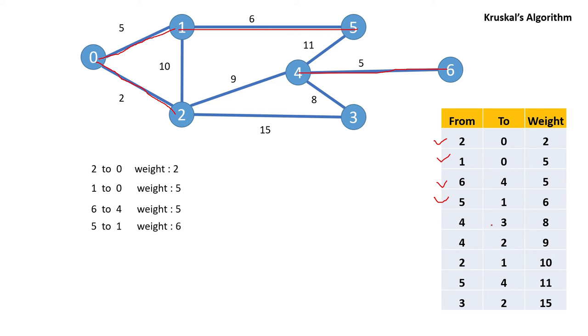Next is 4 to 3, that is 8. If I take it, it is also not forming any loop. If you see here, there are two sets forming. One is this edge continually growing, and here another set is growing. Just now I took 4 and 3, so I will mark it here and print it here. Next is 4 to 2, that is this edge.